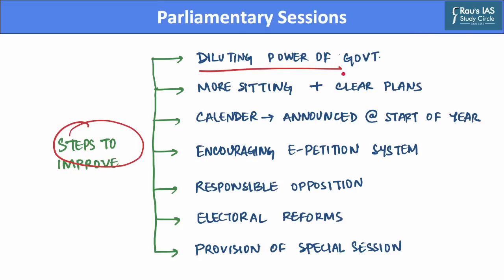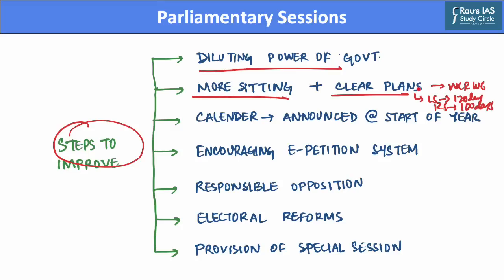Further, the parliament should have more sittings and with a clear plan of these sittings. Now, the National Commission for Review of the Working of the Constitution has suggested that the number of sittings of parliament should be fixed, with Lok Sabha sitting for about 120 days every year and Rajya Sabha sitting for about 100 days every year.